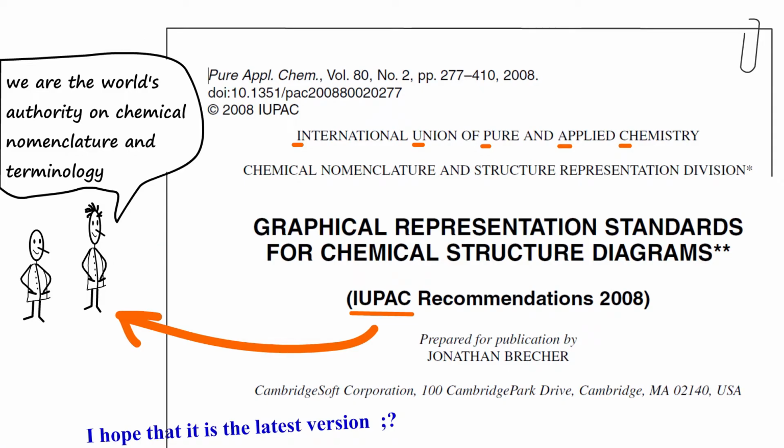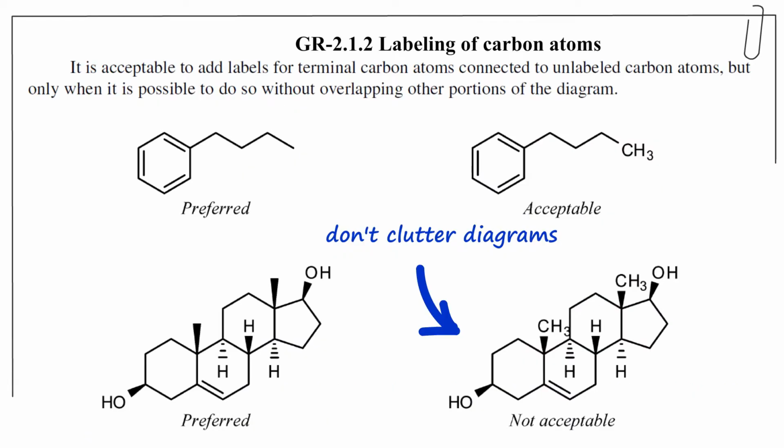So I checked graphical representation standards for chemical structure diagrams in International Union of Pure and Applied Chemistry Recommendations 2008, and that is what they say. It is acceptable to add labels to terminal carbon atoms connected to unlabeled carbon atoms, but only when it is possible to do so without overlapping other portions of the diagram. In reality, you will soon find out how dull drawing molecules for your write-up is, and I suspect soon you will be using the rule whatever is quicker is better.